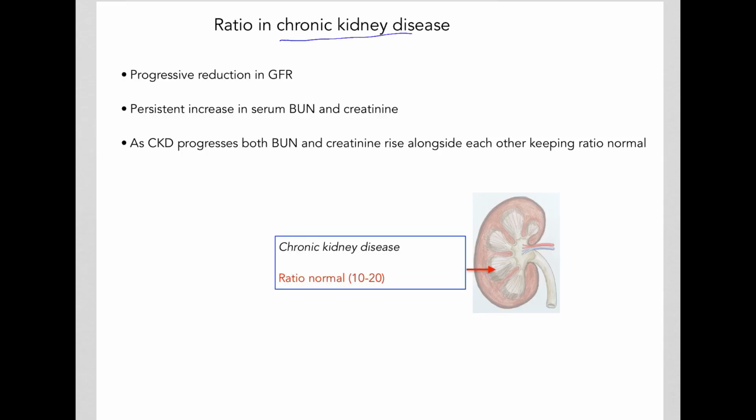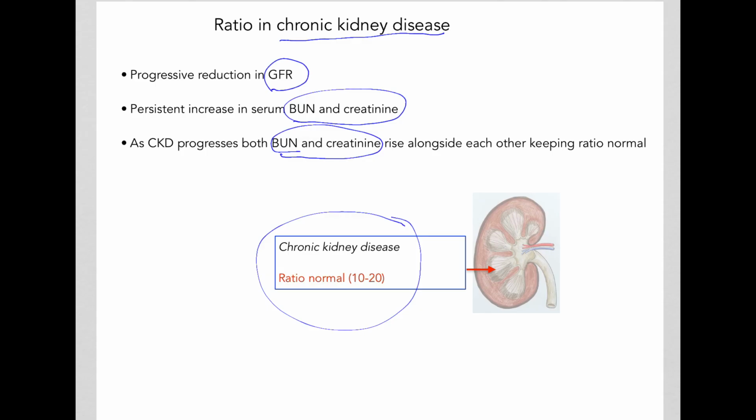In chronic kidney disease, the filtration is affected, so that's going to increase the BUN and creatinine in the bloodstream, but the urea reabsorption will also be affected. So in this case, the BUN will not be increased as much as in pre-renal AKI. So what we see here is a normal ratio, since the urea reabsorption is also being affected.